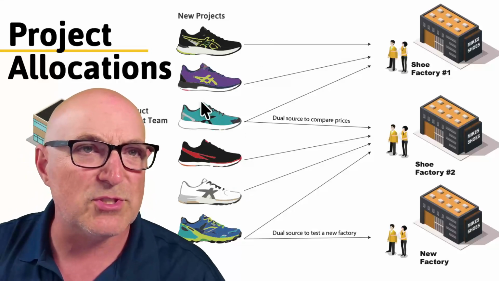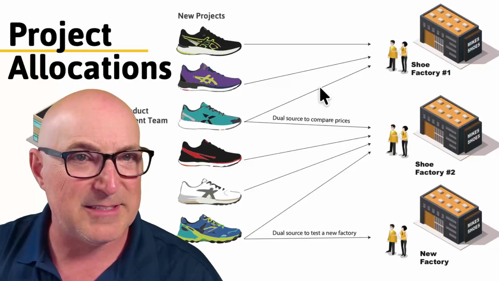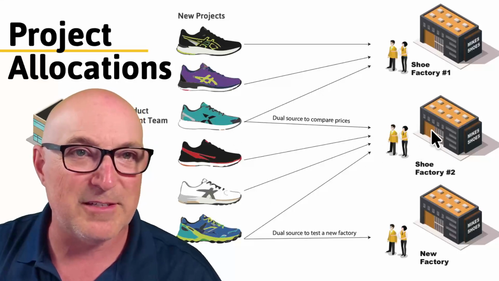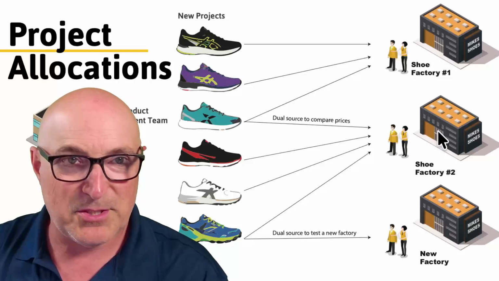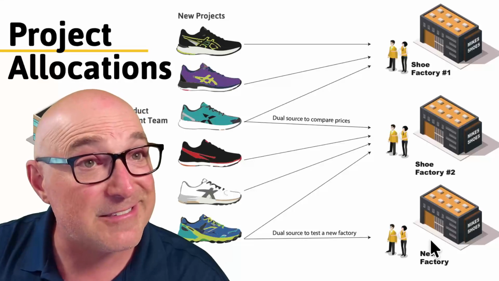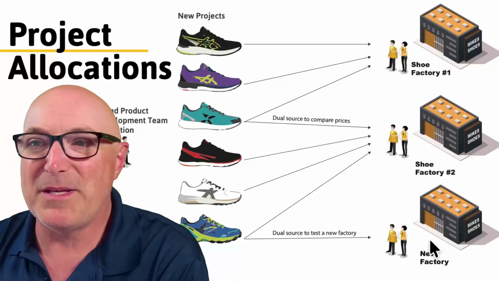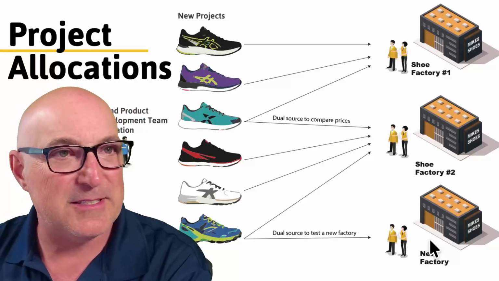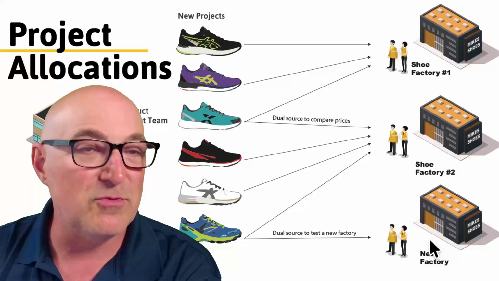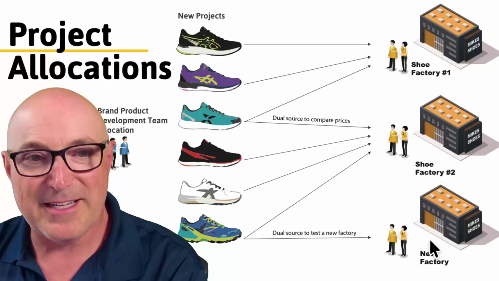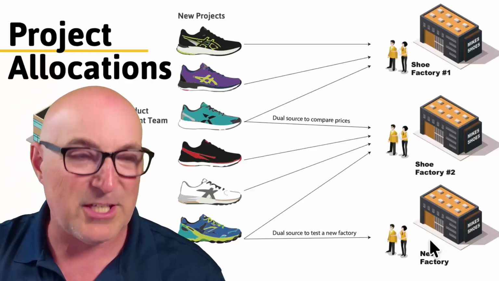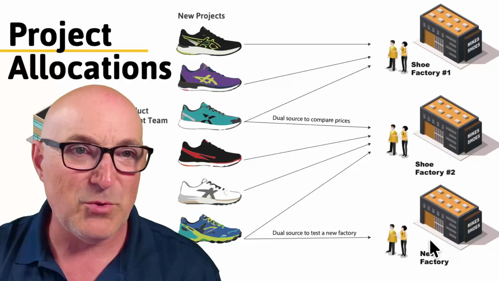But hey, dual source one shoe just to get a feel for the price. Fantastic. Now, these other 3 shoes, same thing. We're going to send them to another factory, right? Factory number 2. And we might dual source another shoe to test another factory, right? Because if you've got enough business, you always want to be on the lookout for a new capability, whether it's a price or technical or geographic difference or just insurance policy. You want to be on the lookout.